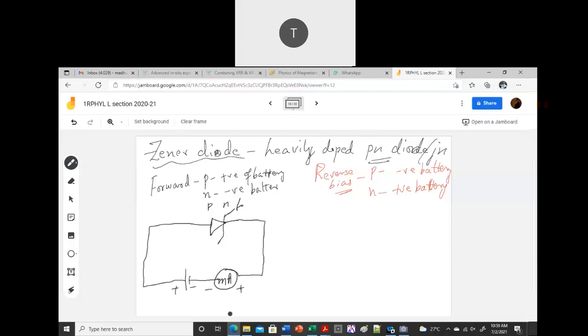You can see here, this is the negative terminal, this is the positive terminal. Positive is connected to positive, negative is connected to negative, or P is connected to positive, N is connected to negative. Then it is a forward bias. Along with that, we are going to put some resistance here, again to protect the Zener diode. And you want to take the voltage. Voltage is always taken across the object. In this case, our interest is your Zener diode, so you have to put it across the Zener diode.